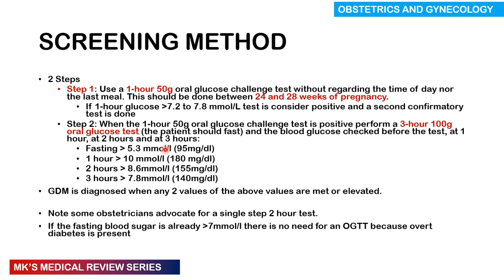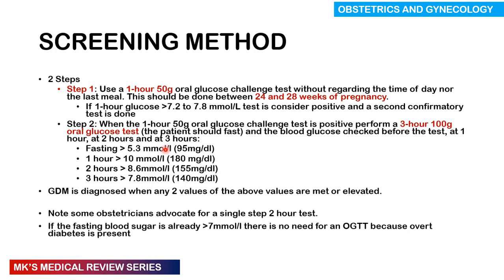After you have confirmed this with step 1, you move on to step 2, where you give them a 3-hour 100 gram oral glucose tolerance test. Here the patient should fast, about the previous night, let's say from 20 hours the previous night, and then at 6 hours, you check the fasting blood glucose before they take the 100 grams of glucose. Then once they take the 100 grams of glucose, you check the blood glucose at 1 hour, at 2 hours, and at 3 hours.